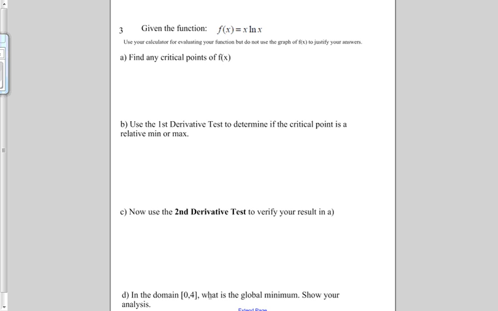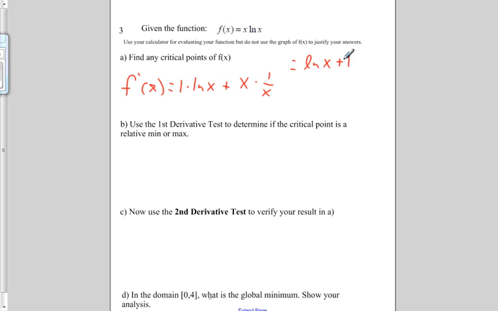All right, another function. Given this function x ln x, find the critical points. So we need to find the derivative. We need to use the product rule here. It's the derivative of the first times the second plus first times the derivative of the second. And this simplifies to ln x plus 1.